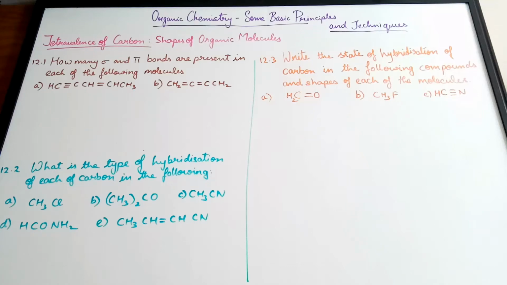In the previous video, we had discussed the shapes of organic molecules and we learnt about hybridization of the carbon atom and the various shapes of these molecules. In this video, we are going to be discussing the in-text questions of the same. First one, 12.1. How many sigma and pi bonds are present in each of the following molecules?